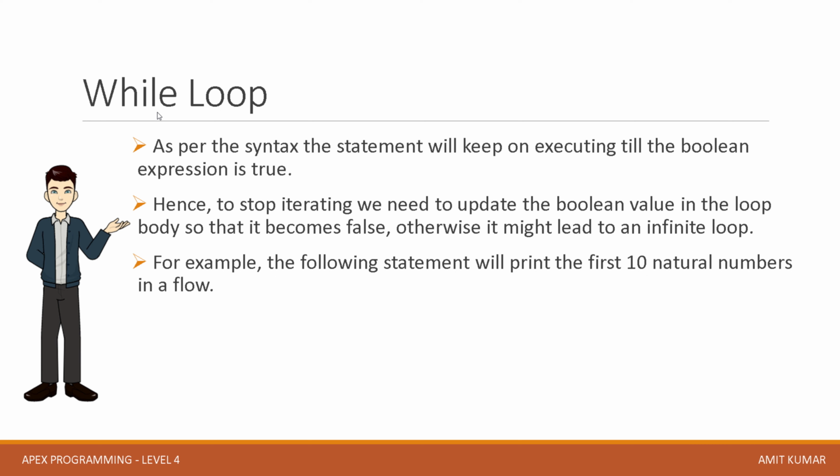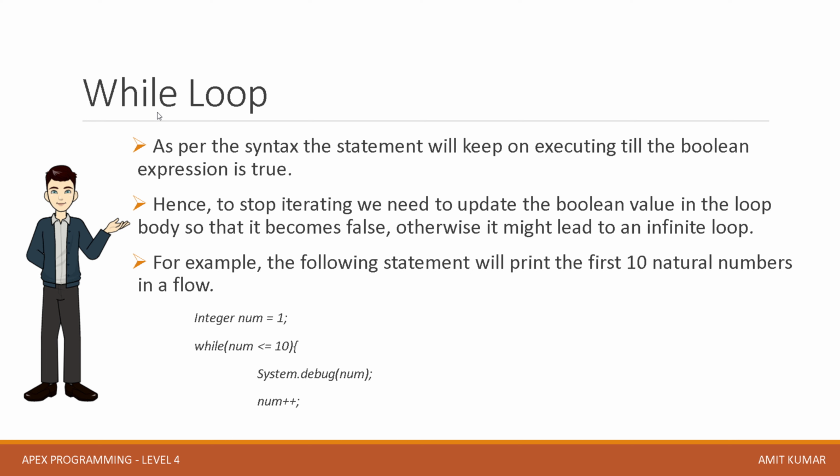For example, the following statement will print the first 10 natural numbers in a row. We can see an example over here where we created an integer variable, assigned 1 to it, and then we provided a condition. Now the variable name is num, the value that we assigned to it is 1, and definitely right now the condition is true, num is less than or equal to 10. Here we printed the num and then we incremented the value of num by 1 using the increment operator, or I should say post increment operator.